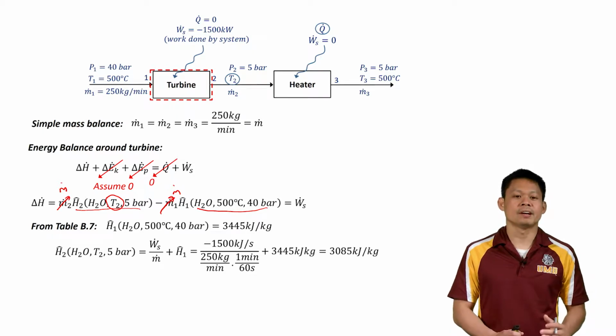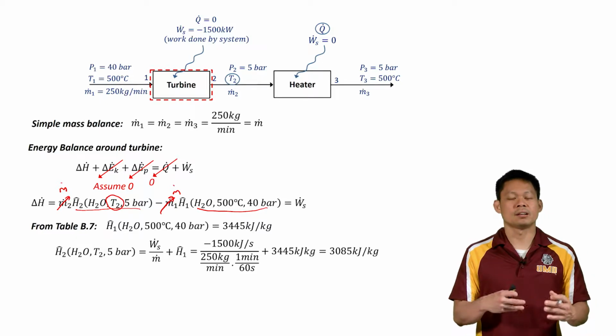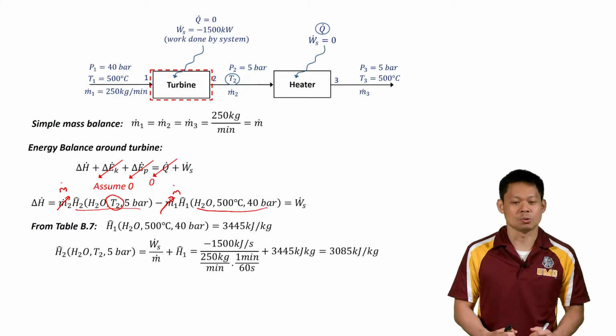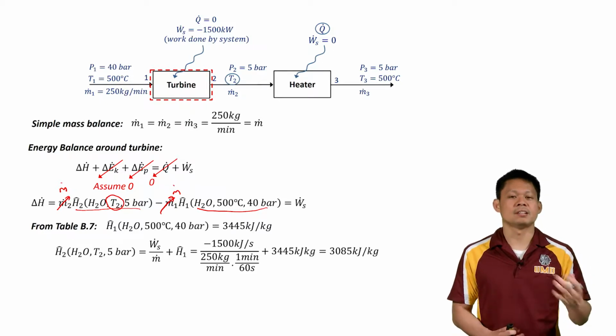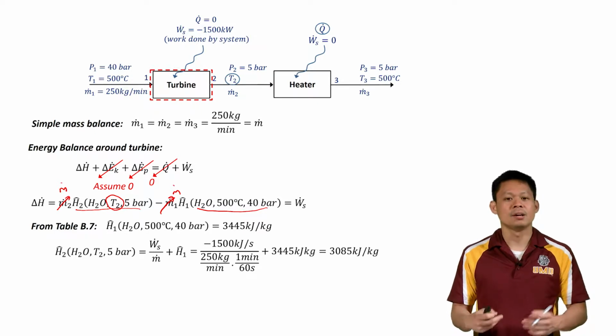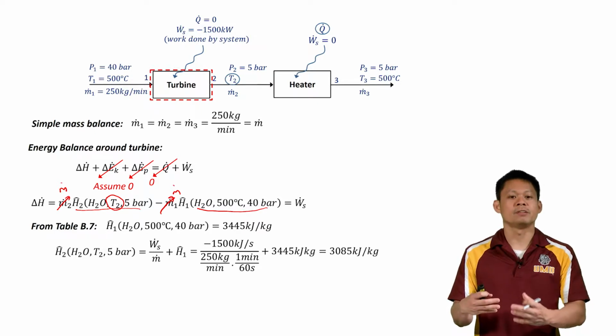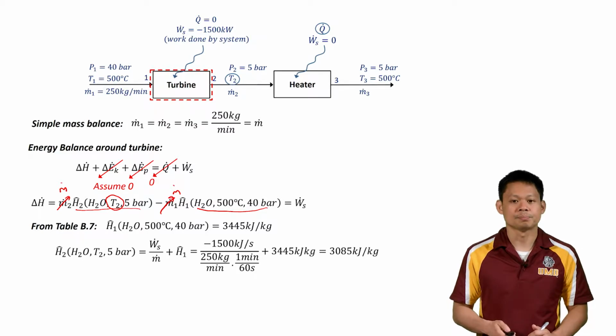So how are we going to find temperature in this case? We're going to use table B7 in a kind of backwards fashion than what we are used to. We're used to being given the temperature and pressure, and we look up the value. Now we have the value. We're going to figure out what temperature that is at.